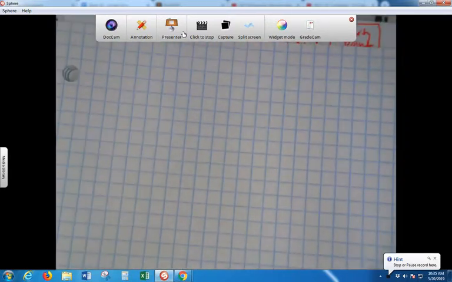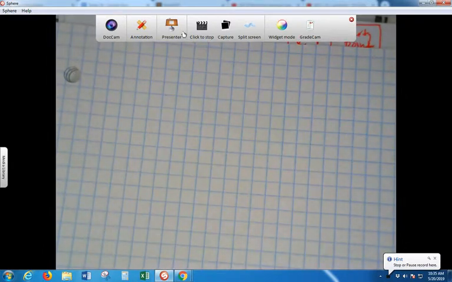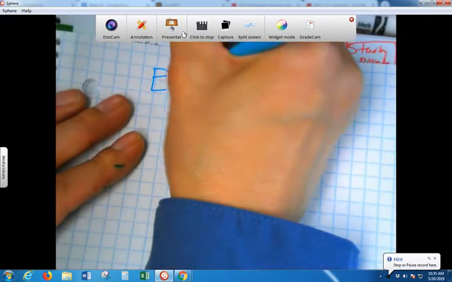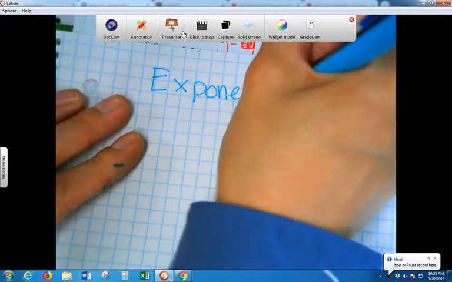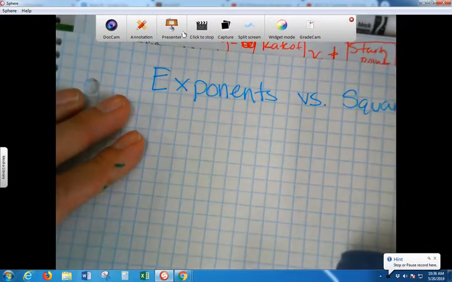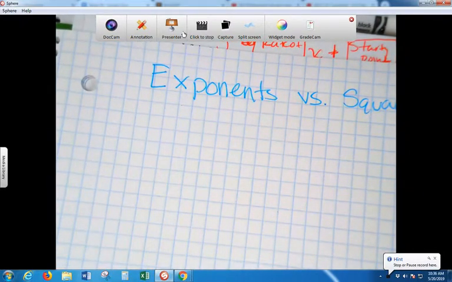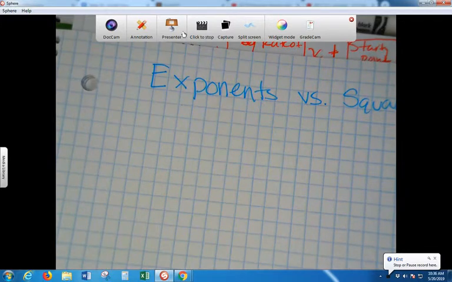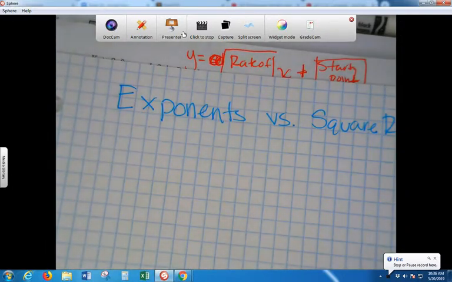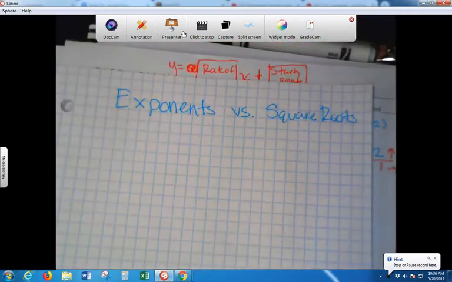All right, good morning. So what we're going to do is discuss some 8th grade math right now, but first we're going to review some foundational skills. So we're going to talk about exponents versus square roots. Okay, so exponents versus square roots, okay?